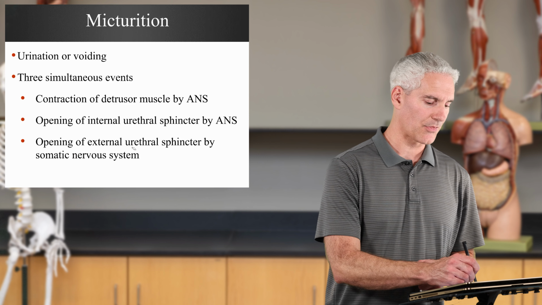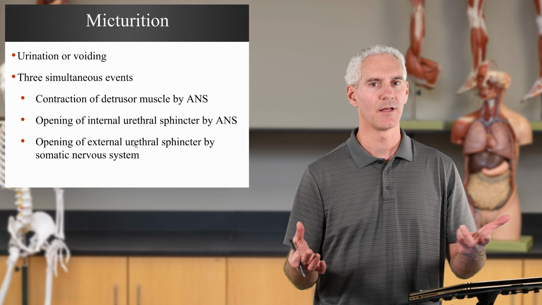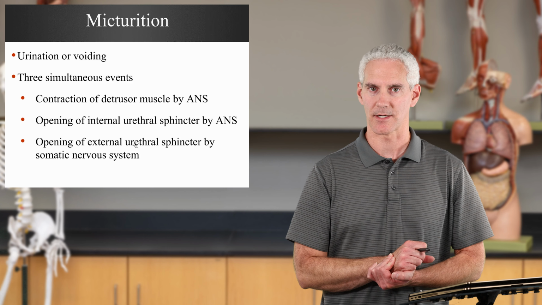So we're looking at 3 simultaneous events, 2 involuntary, 1 voluntary, to allow for micturition to occur. So that's wrapping up the urinary system, from the ureters to the urinary bladder to the urethra, and finishing off with micturition or urination.